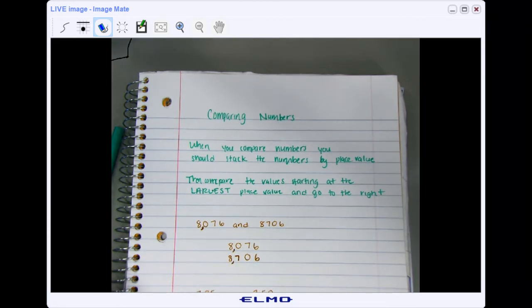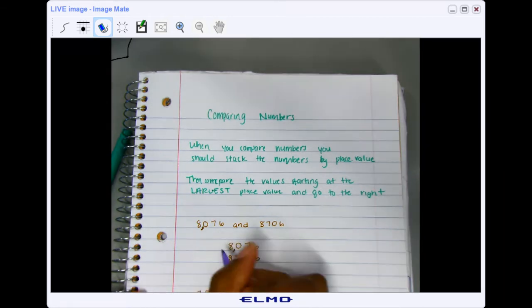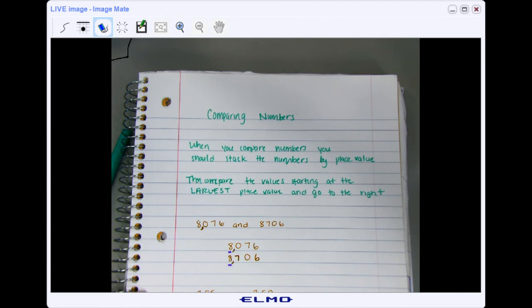We start comparing with the largest place value because if we want to find the number that is larger, it makes sense to start at the largest place value so we can know what's the biggest difference between them. What are you noticing about the two digits in the thousands place? Thousands place.